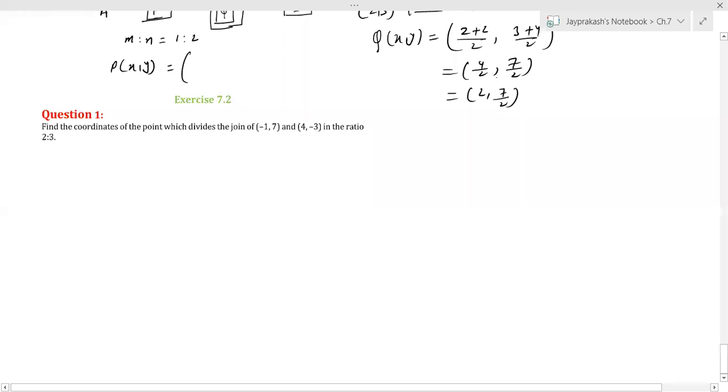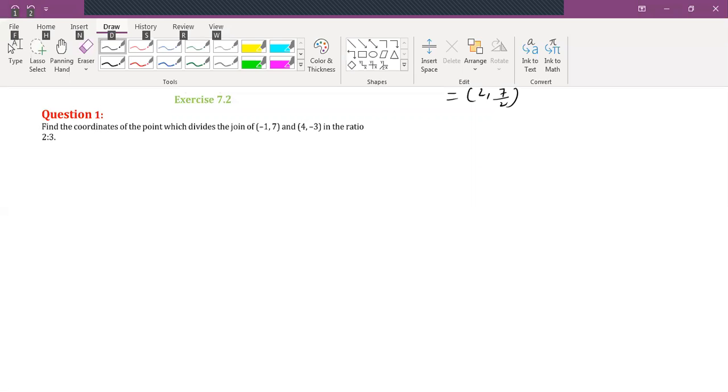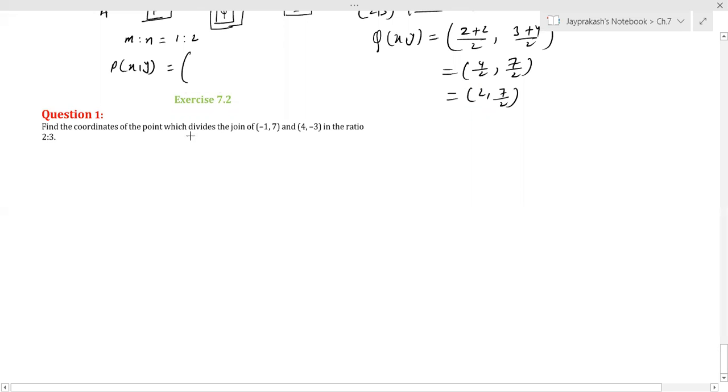So in exercise 7.2, we will use the section formula. So in the first question, it is given: find the coordinate of the point which divides the join of (-1, 7) and (4, 3) in the ratio of. So that means first we will join these two vertices.